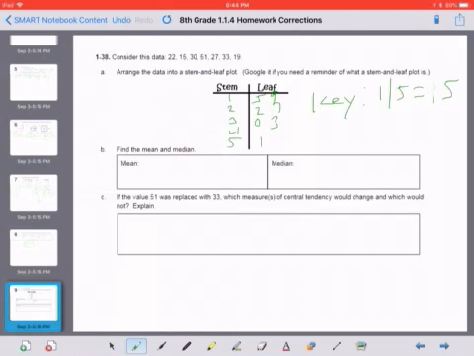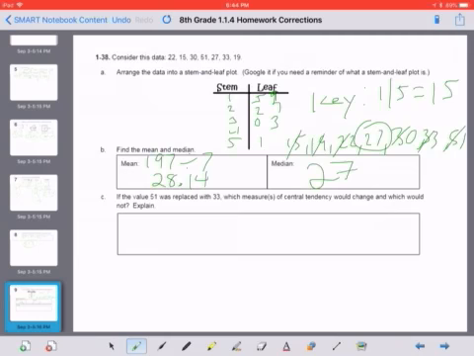The next part of this said, find the mean and the median. So for the mean, you just add all the numbers together. We get a total of 197 divided by 7. So the mean was 28.14. And then the median, if we rewrite the numbers in order, so I did 15, 19, 22, 27, 30, 33, and 51. My middle number ended up being 27.